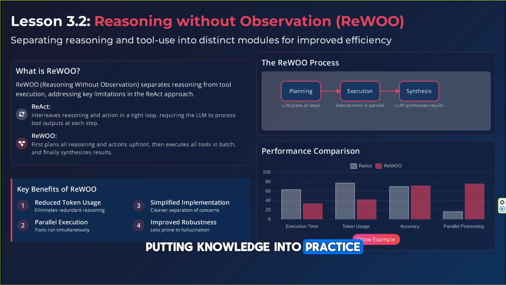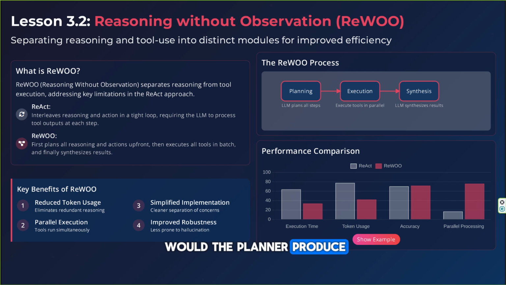Putting knowledge into practice. Interactive engagement. Now that we've laid the theoretical groundwork, it's time to solidify your understanding with a practical example. Let's use the same question from our ReAct lesson. What was the box office revenue for the highest-grossing movie directed by the person who directed Oppenheimer? Your task: based on what we just learned, describe the likely output of each ReWOO module for this problem.